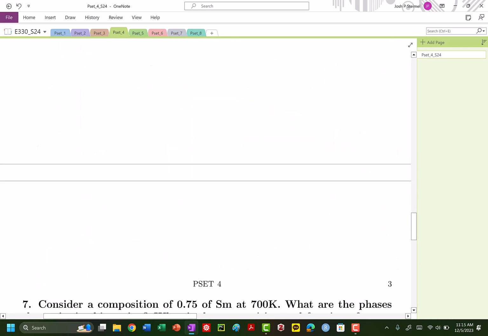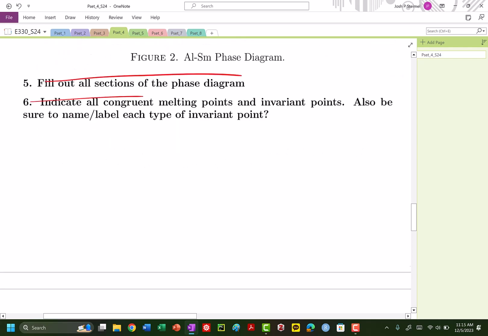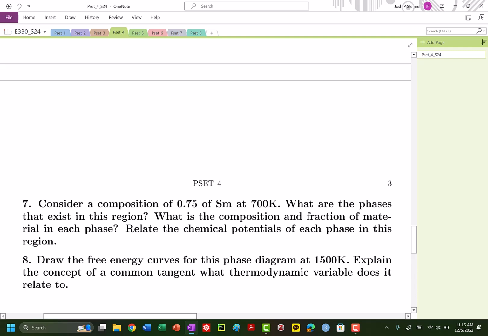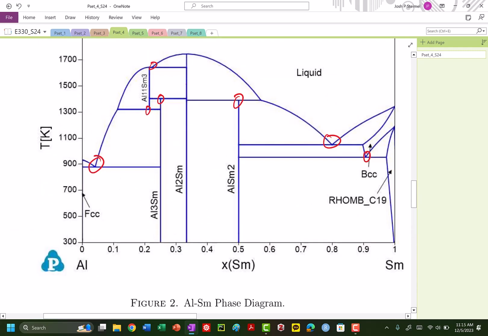Fantastic. So what is the question actually asking us to do? So boom, we did that. We did this. We need a composition of 0.75 SM at 700 K. So 0.75 at 700 K. So we're looking at something right here. So in this region, we have degrees of freedom plus phases equals components plus 1. What are my components? Aluminum and SM, 2 components. So this is 2 here.